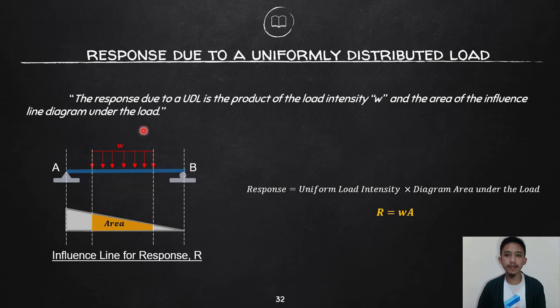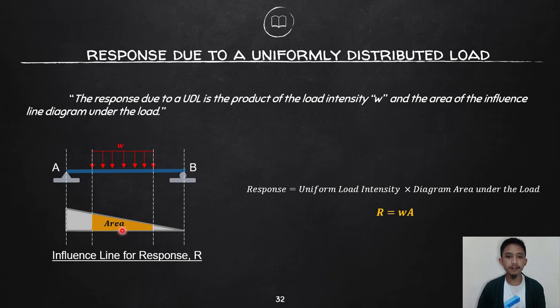Since we are referring here to a uniformly distributed load, we will have a uniform intensity of the loading all throughout, which is represented by the variable W. And then all you need to do is multiply that W with the area under that UDL within your influence line. That is how we get the actual response of this uniformly distributed load.